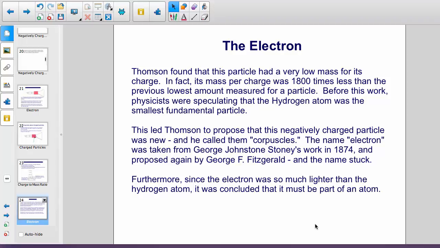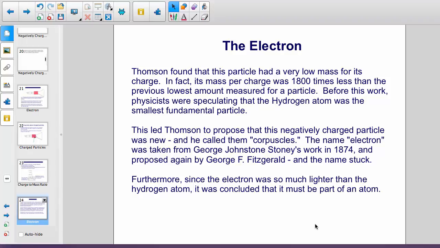Thomson found that this particle had a very low mass for its charge. In fact, its mass per unit charge was 1,800 times less than the previous lowest amount measured for a particle. Before this work, physicists were speculating that the hydrogen atom was the smallest fundamental particle. Well, this result led Thomson to propose that this negatively charged particle was new, and he called them corpuscles. The name electron was taken from George Johnstone Stoney's work in 1874 and proposed again by George Fitzgerald. That was the name that stuck.